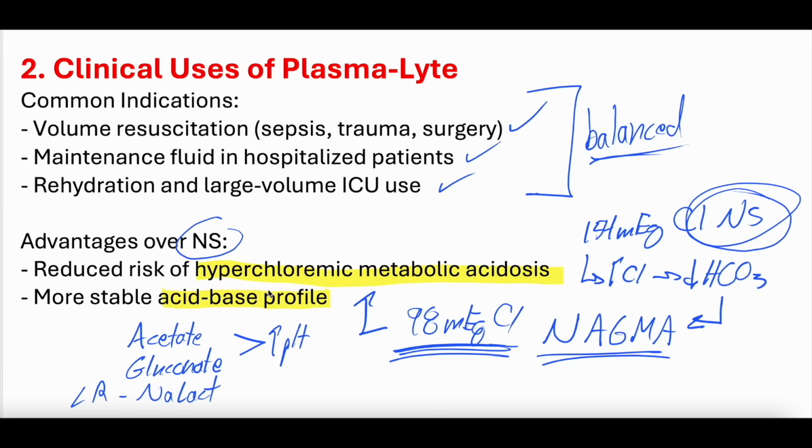Normal saline does not have any buffer at all, right? So normal saline has no buffer. And that's why PlasmaLyte has a more stable acid-base profile. It does not cause hyperchloremic metabolic acidosis, and it does buffer with both acetate and gluconate to help improve the pH in those with acidemia. So good crystalloid in that sense.